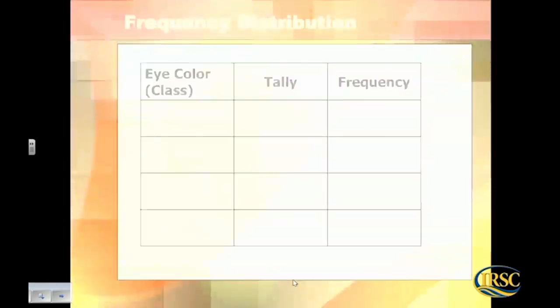Okay, so the first thing that we can represent them in is a frequency distribution. If you are asked to create a frequency distribution, it means you're creating this table of information. So you have eye color, and like I mentioned, the answers that were given were green, brown, and blue. And then we could tally up the information as it comes.